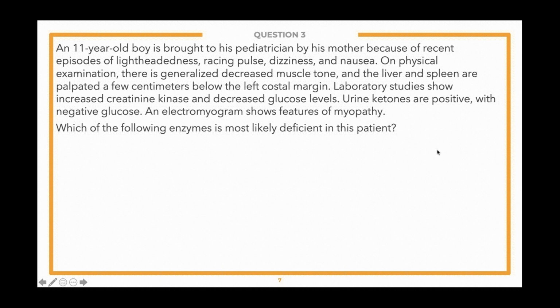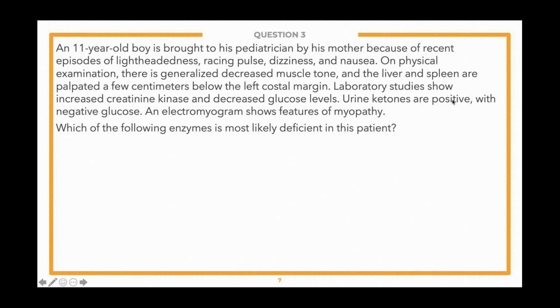An 11-year-old boy is brought to his pediatrician by his mother because of recent episodes of lightheadedness, racing pulse, dizziness, and nausea. On physical examination, there is generalized decreased muscle tone, and the liver and spleen are palpated a few centimeters below the left costal margin. Laboratory studies show increased creatine kinase and decreased glucose levels. Urine ketones are positive with negative glucose. An electromyogram shows features of myopathy. Which of the following enzymes is most likely deficient in this patient?